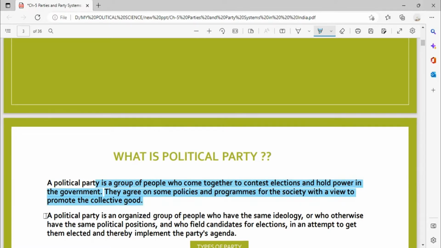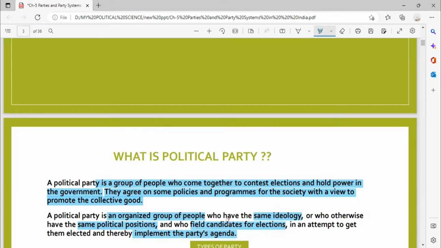So if I have to say, a political party is an organized group who have the same ideology or who otherwise have the same political position. For example, the Congress talks about secularism. BJP's main ideology is Hindutva. And maybe someone is a centrist, another is leftist, another is a rightist party. These parties field candidates for elections in an attempt to get them elected and thereby implement the party's agenda. So this is the main definition of what is a political party.